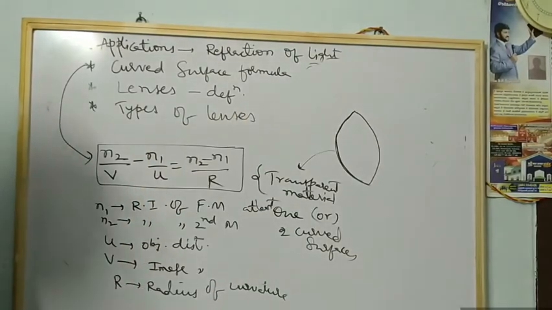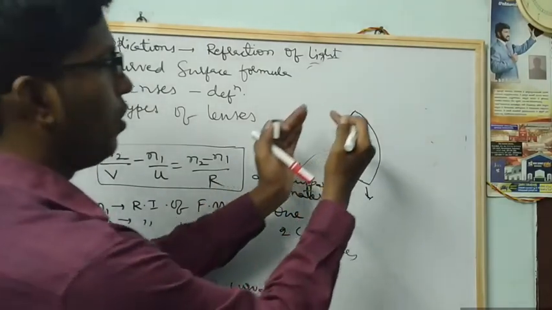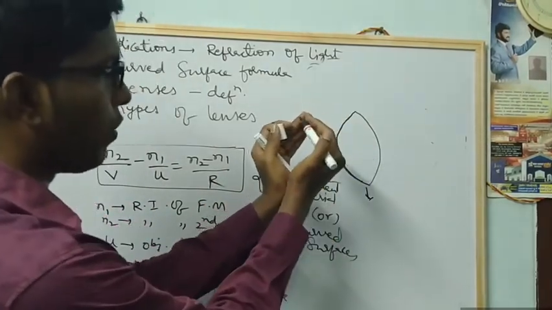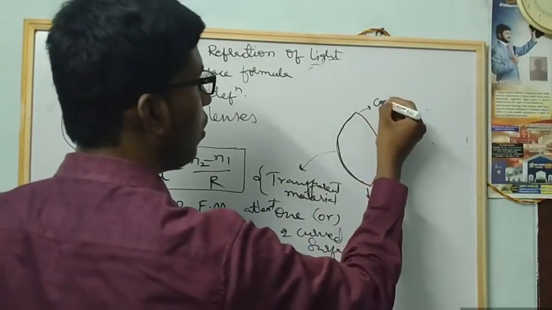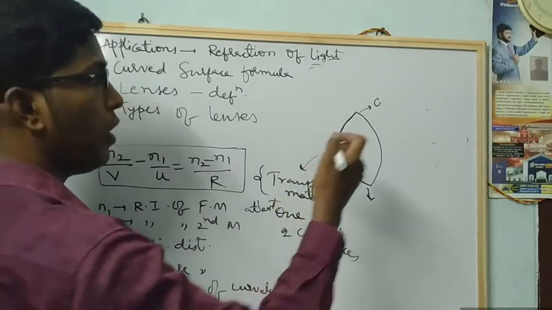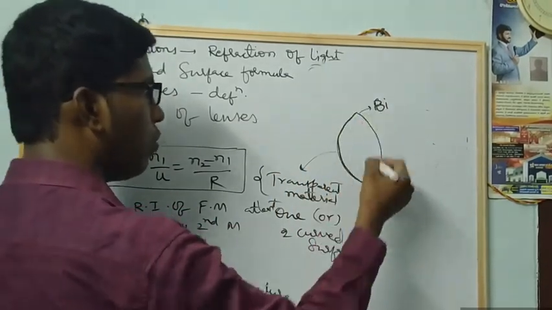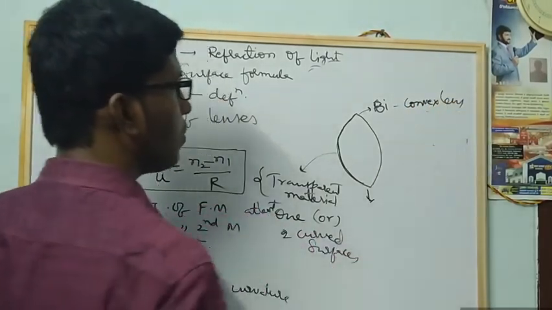So different types of lenses are there. This is one type of lens, and here you observe this is bulged outside and this is also bulged outside. Two curved surfaces which are bulged outside. See how many surfaces are there? Two. That's why we call it bi. Bi means two. So we call it a biconvex lens.